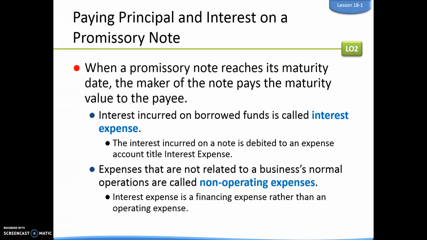Expenses that are not related to a business's normal operations are called non-operating expenses. Okay, interest expense is one of those because if we were operating, we would be having sales. Instead, this is non-operating, so interest expense goes in non-operating.